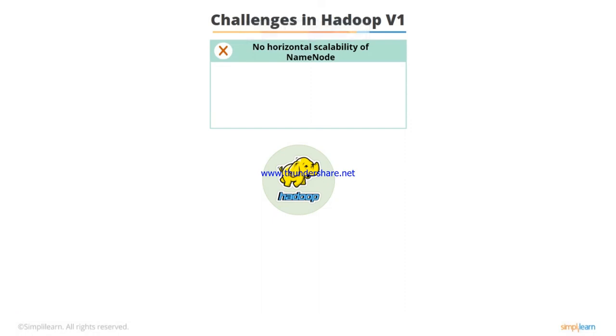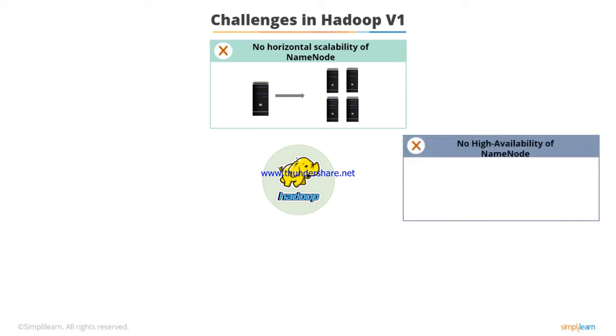A single name node meant there was a single namespace ID. It also meant there was only a single RAM. This limited the capabilities of the Hadoop cluster. No high availability of the name node. There was a single name node and no failover mechanism.